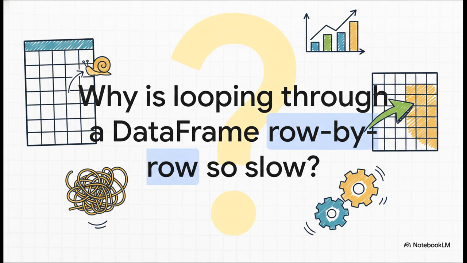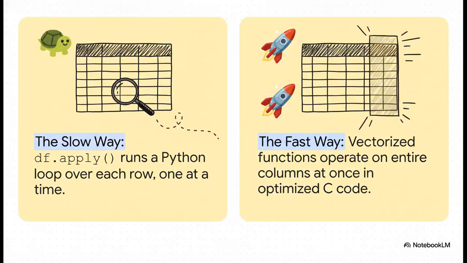But in pandas, that is incredibly inefficient. So what's the faster way? Let's just compare two approaches side by side. On the left, we've got the .apply method. This is basically a Python loop running over each row. Think of it like a cashier, checking out customers one by one. It gets the job done, but it's slow.